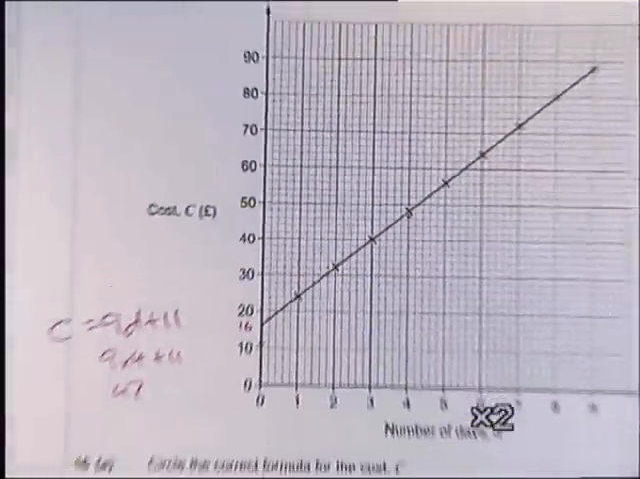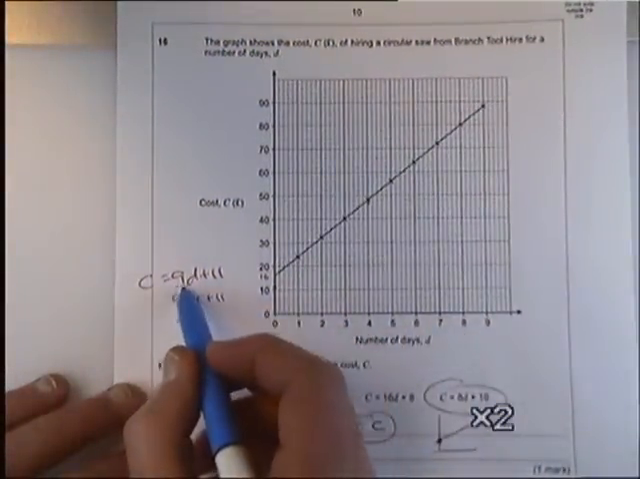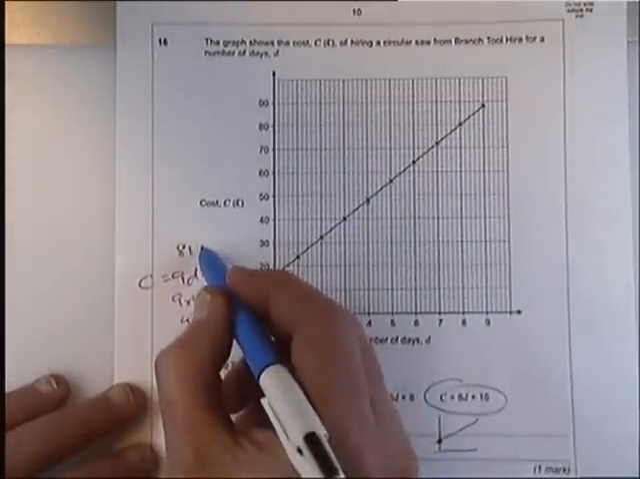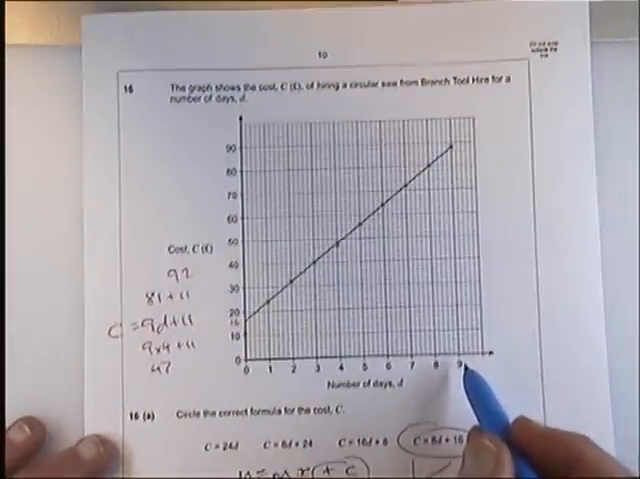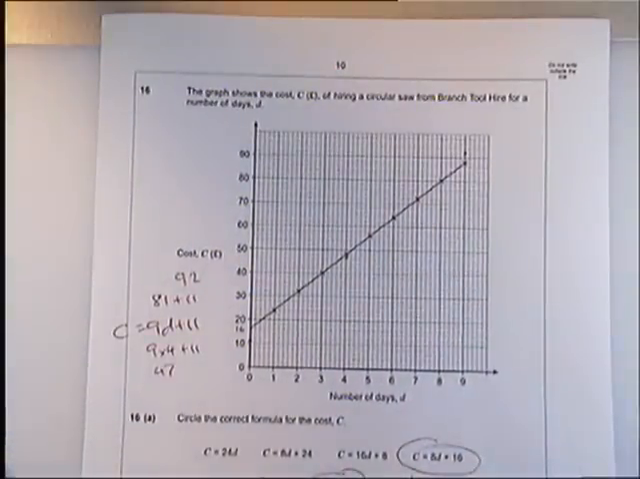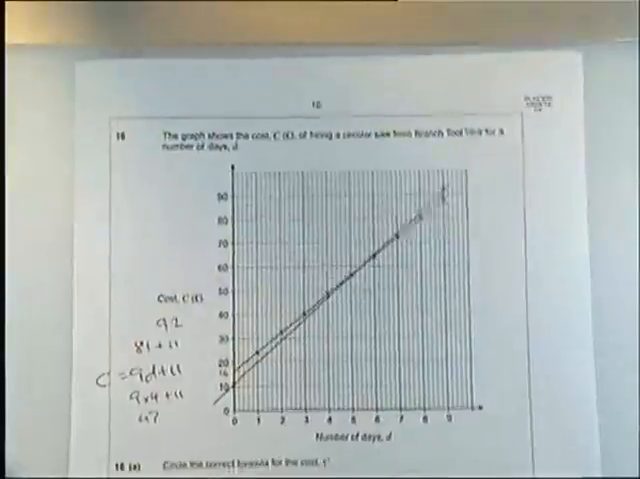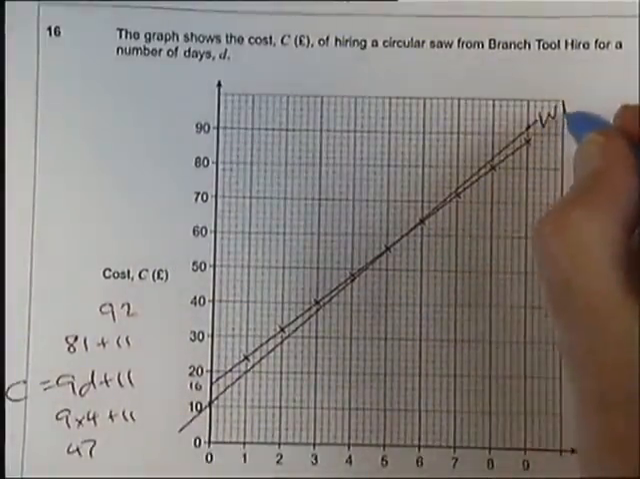And if I do the same thing again at another point, say over towards the right, say when d is 9, this formula will give me 9 times 9, which is 81, and 81 plus 11 is 92. So from 9 I need to go up to 92, which is there. Now if I get a ruler, I can join up those 3 marks I've made, and I should get a straight line. So if I join those 3 up, that red line is the graph that corresponds to the second equation, Woods Tool Hire. So this one is Woods Tool Hire.